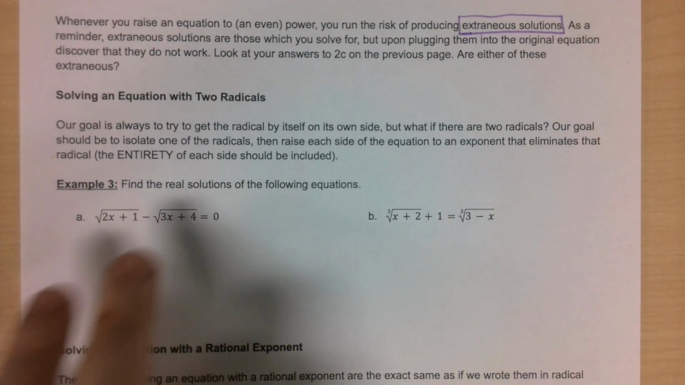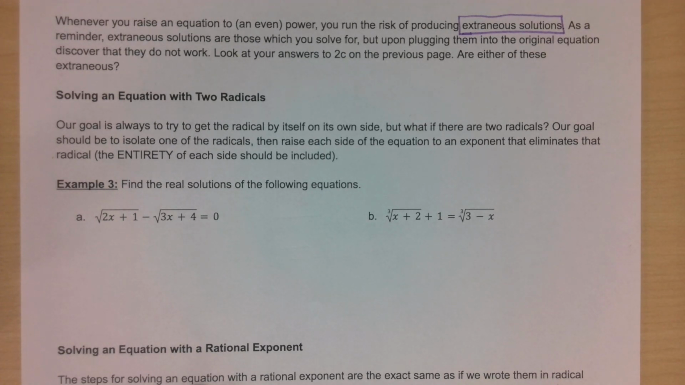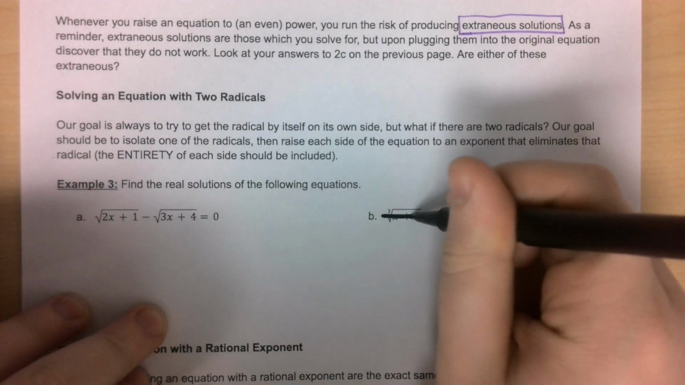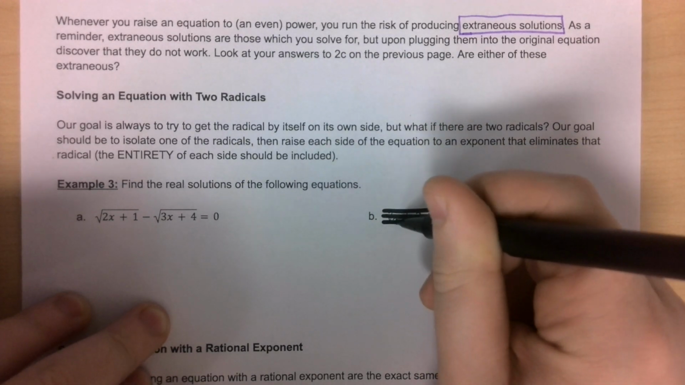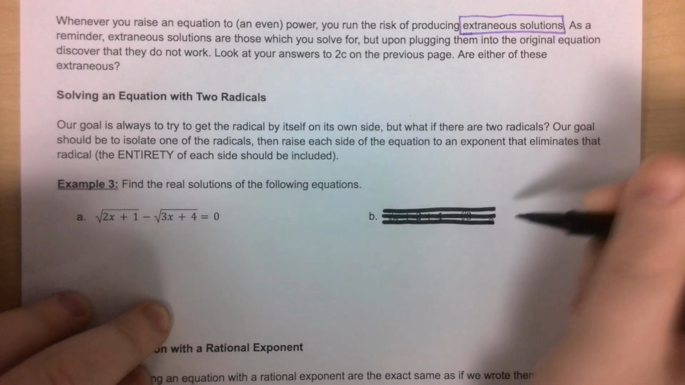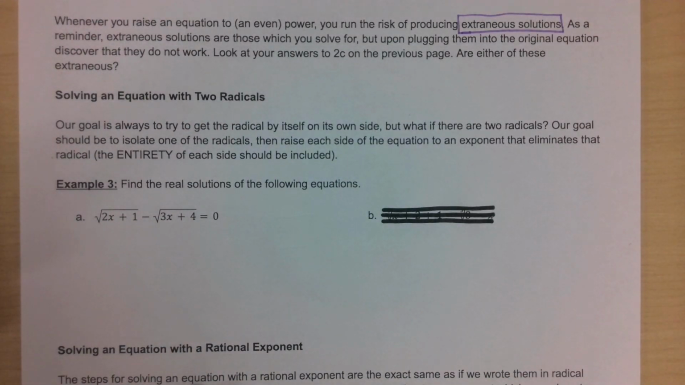Down here, for question A, we are going to talk about how to solve an equation that has two radicals. I would like you, however, to start off by crossing off B. When I made these notes, I did not realize that there was a critical error in it that prevents it from being solved, so you can cross off B. For example A, though, solving with two radicals is a lot like solving with just one.